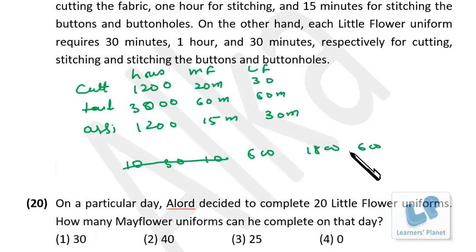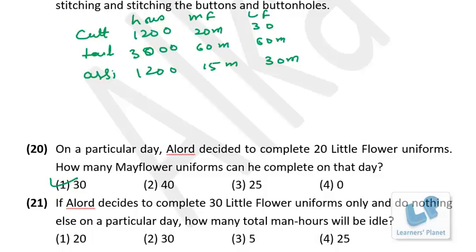Now we have to make Mayflower uniforms. So 20 minutes in cutting, so in 600 minutes these persons can cut 30 uniforms, right? And in stitching, 1800 divided by 60 is 30 uniforms. Okay, so at max 30 uniforms can be made. Since assistants are taking less time, there is no need to calculate further.